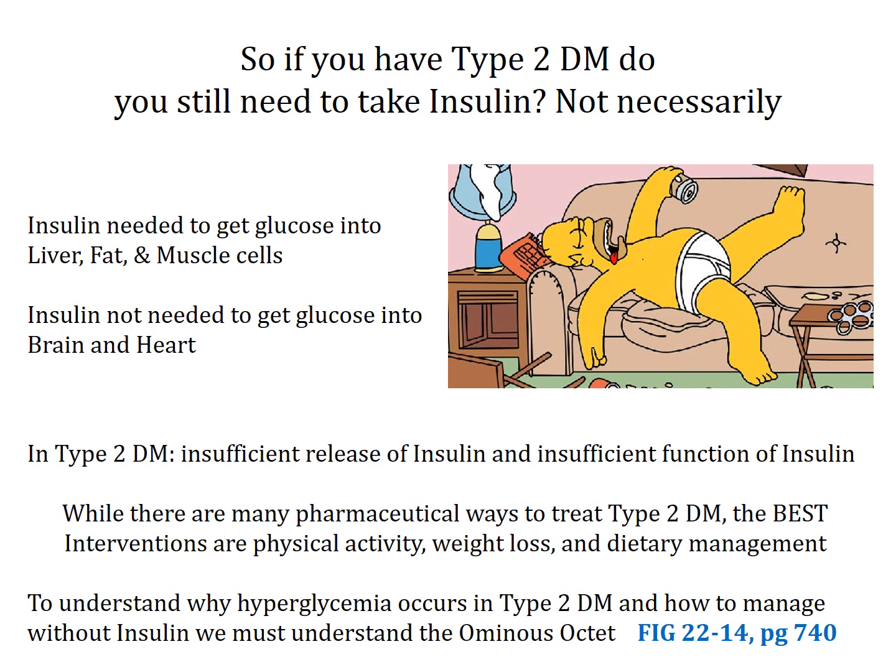All right, back to Homer and type 2 diabetes. If you have type 2 diabetes, do you need to take insulin? Not necessarily, okay? Remember, we need insulin to get glucose into liver, fat, and muscle. We do not need insulin to get glucose into the brain, and we don't need it to get into the heart either. So brain and heart are the exception. They can take in glucose through non-insulin dependent means. But for the fat, muscle, and liver cells, we need insulin.